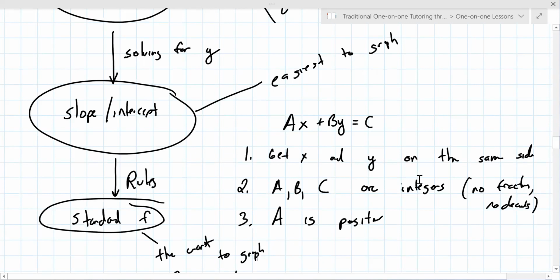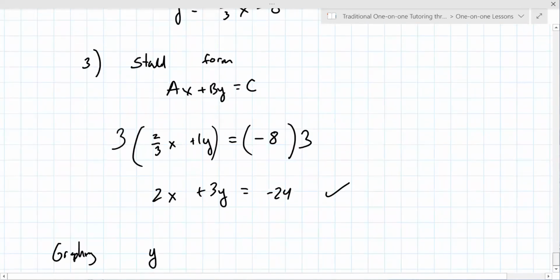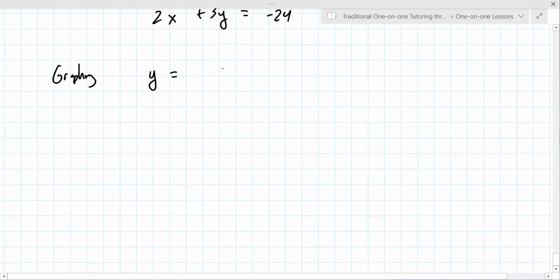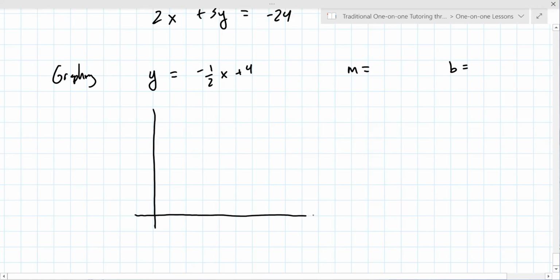So we're going to do slope-intercept form first. Let's say it says y equals minus 1/2 x plus 4. What is the slope and what is the b value? Sounds like our very first lesson. The slope is negative 1/2, and b is 4. So slope is the number in front of x, and b is the other number.